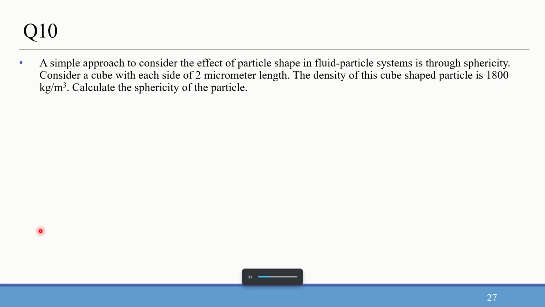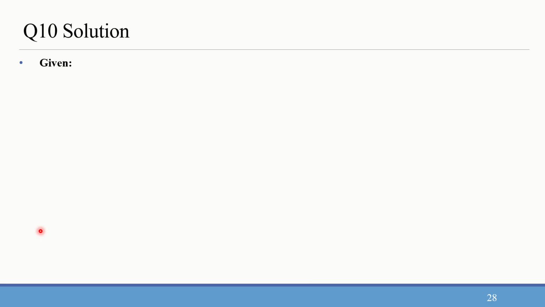2 micrometers. So, we'll see how to do that. As mentioned in the previous problems in which we calculated the sphericity for a cylinder shaped particle, we first need to calculate the surface area of the cube, and next we have to find the surface area of a sphere which has the same volume as that of the cube.